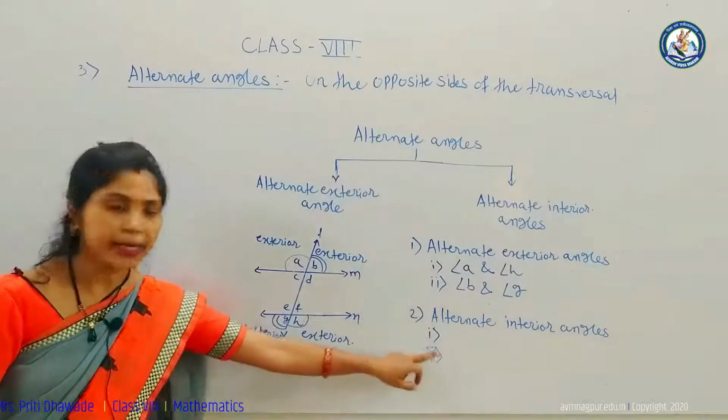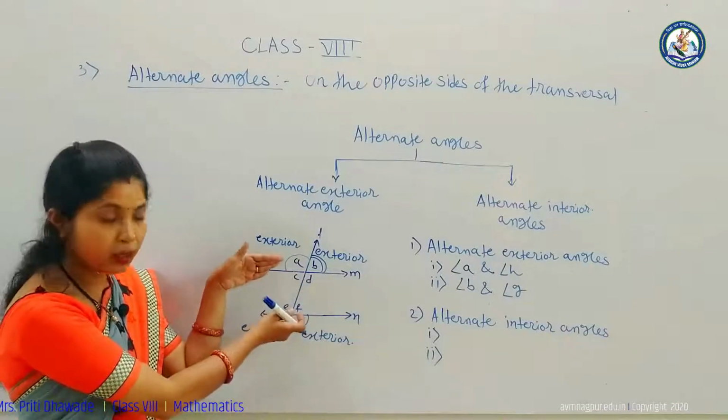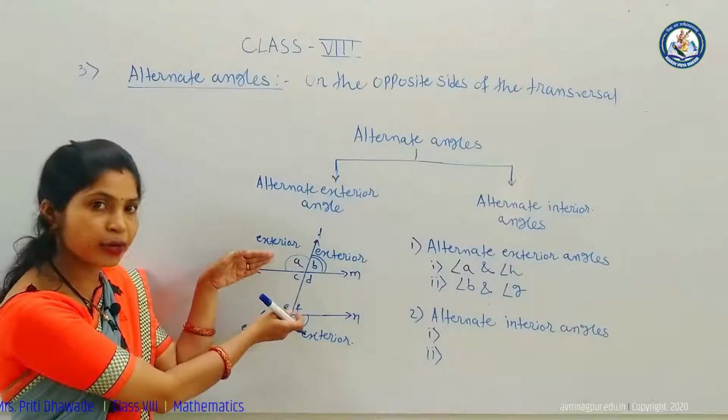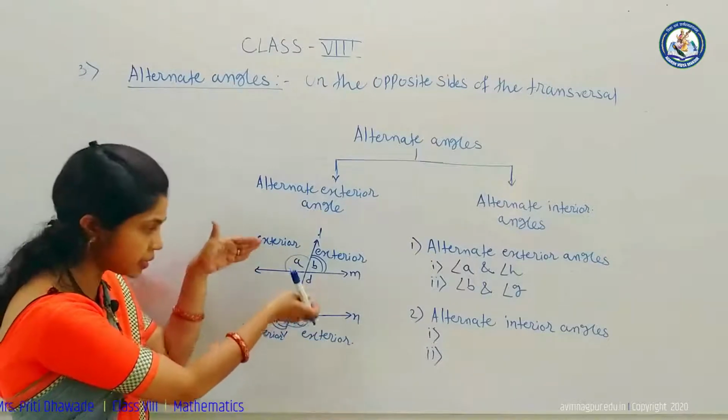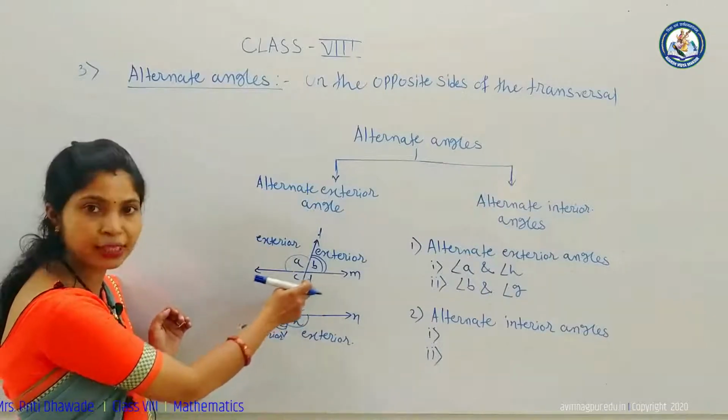Now next, alternate interior angles. Interior means what? Those angles present between these two lines. But alternate means what? We have to consider those angles which are present inside, between these two lines, but on the opposite sides of the transversal.